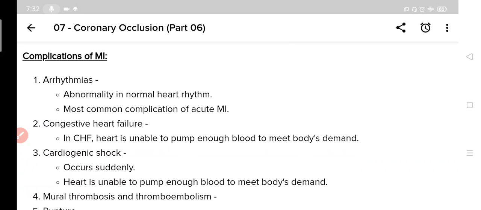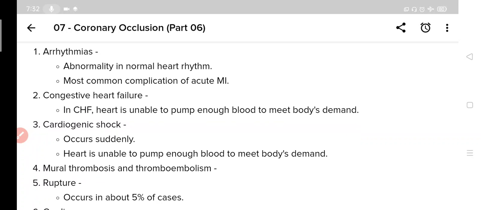Now we will look at complications of myocardial infarction. First one is arrhythmia. It is the most common complication of acute myocardial infarction. It is abnormality in normal heart rhythm. What is heart rhythm? It is the normal rate and normal pattern of heart beating. So if the heart beats faster or slower or irregular, that is the time duration between two beats is increased sometimes and decreases sometimes, it is called abnormal heart rhythm, and it is called arrhythmia.